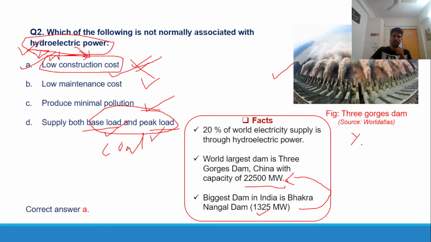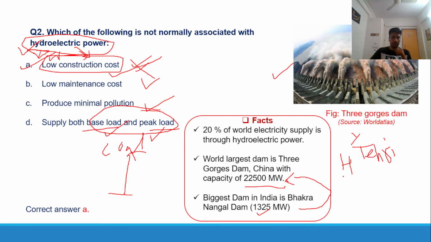Which is the highest dam? The highest dam, I mean if you measure from the reservoir level to the dam level, so the highest dam in India is Tehri Dam. Remember it: the highest dam in India is Tehri Dam.